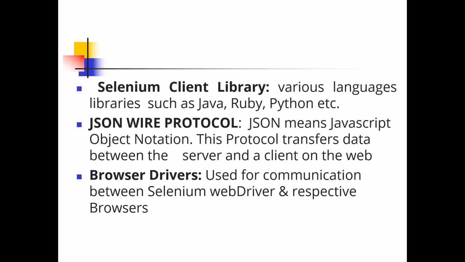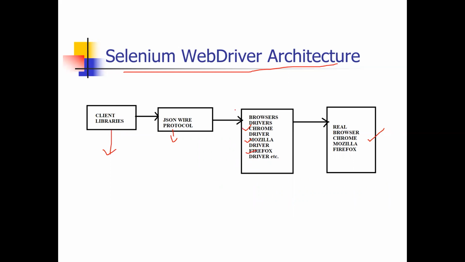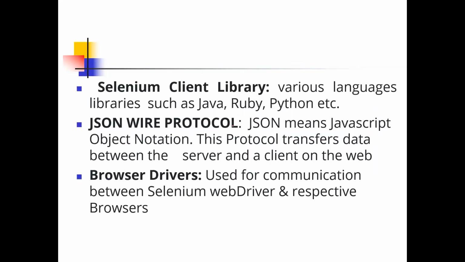Okay, so here is a short description of the different components of this architecture. First is the Selenium client library. Client library means the libraries of various languages. In this course we are doing Selenium with Java, so you need the Java libraries, JDK. But it supports other languages also, like Ruby, Python, etc. So you need to install the client libraries.